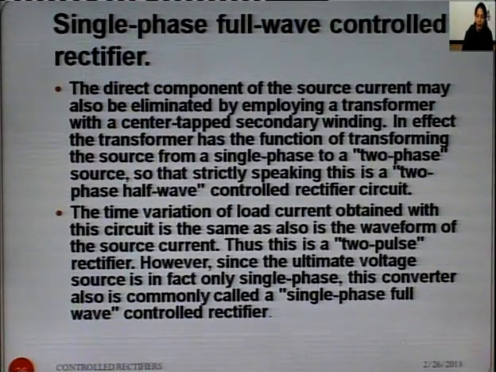secondary winding. In effect, the transformer has the function of transforming the source from a single phase to a two phase source. So, strictly speaking, it is a two phase half wave controlled rectifier circuit, and the time variation of load current obtained with this circuit is the same as in the waveform of source current. So, thus this is a two pulse rectifier. However, since the ultimate voltage source is in fact only single phase, this converter is also commonly known as a single phase full wave controlled rectifier.